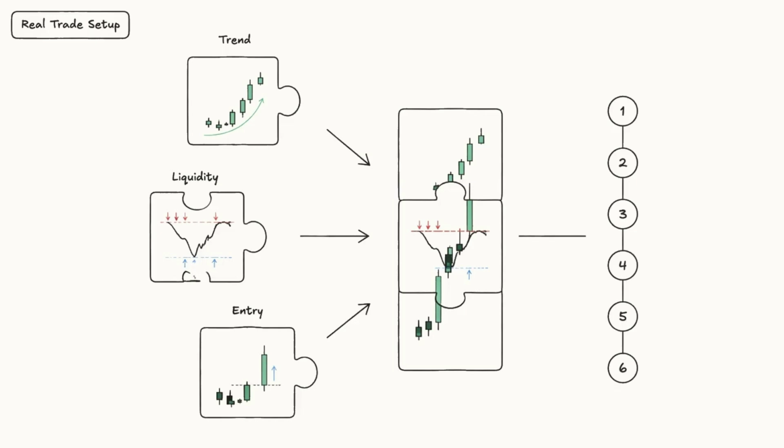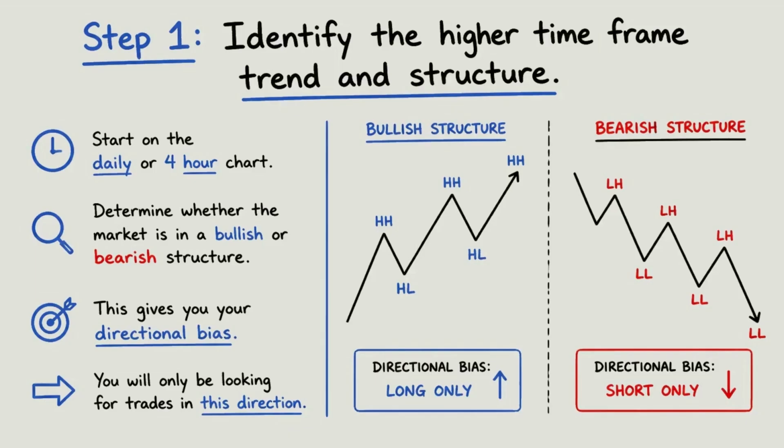Step 1. Identify the higher time frame trend and structure. Start on the daily or 4-hour chart. Determine whether the market is in a bullish or bearish structure. This gives you your directional bias. You will only be looking for trades in this direction.